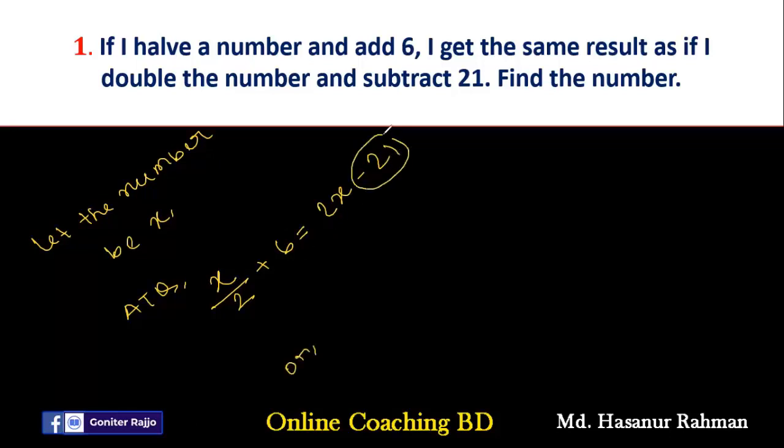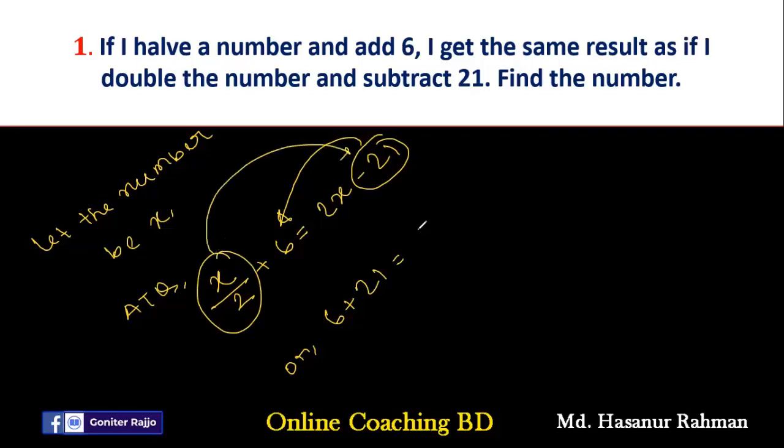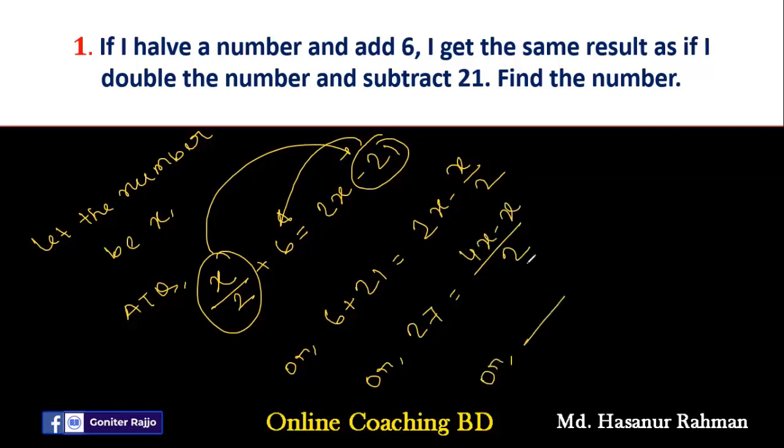Now, if we want to move minus 21 to this side, then it will be 6 plus 21 equal to, if I want to move x by 2 to this side, 2x minus x by 2. Or 21 plus 6, that will be 27 equal to 2x minus x by 2. That means 4x minus x over 2, so 3x by 2 equal to 27.